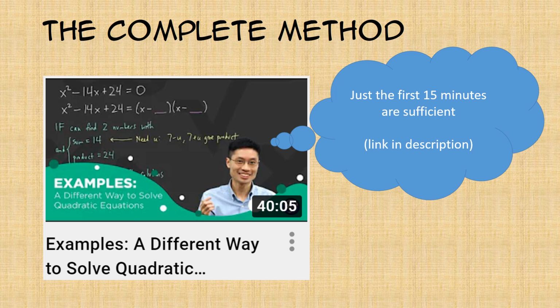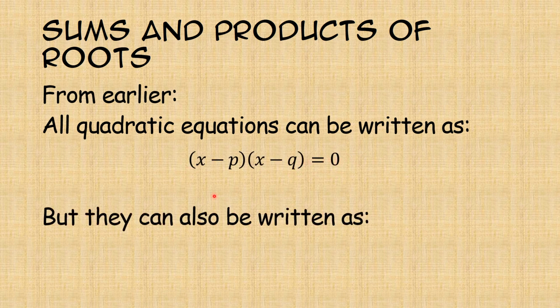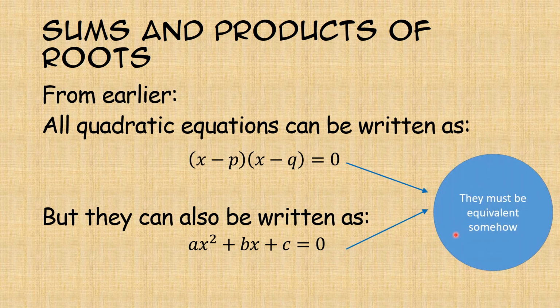So very closely related to the factorization method is the method of sums and products of roots. It's quite a nice follow-on and it's very straightforward. So if we recall from earlier, all quadratic equations can be written as x minus p times x minus q, but they can also be written as ax squared plus bx plus c. These two ways of writing the equations give similar results, so they must be equivalent somehow.